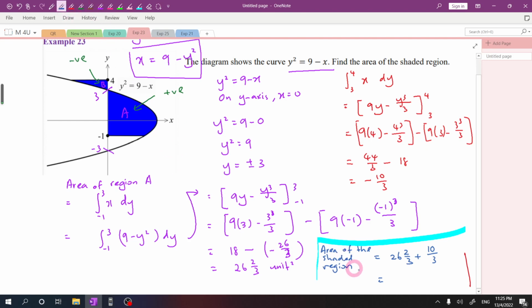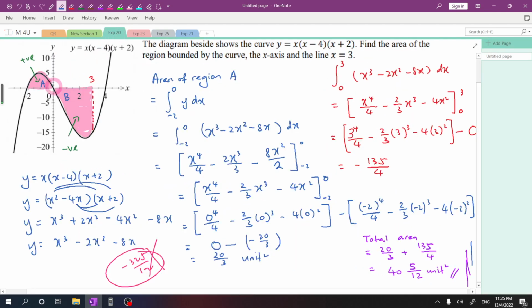The final answer is 30 square units. So just be more careful when you see one side on the left hand side and the side on the right hand side. Same thing as just now. One region above the x-axis and a region below the x-axis. We need to calculate them separately.